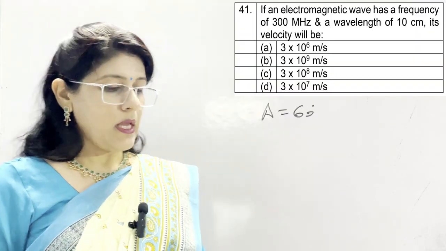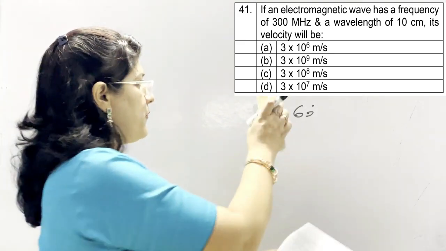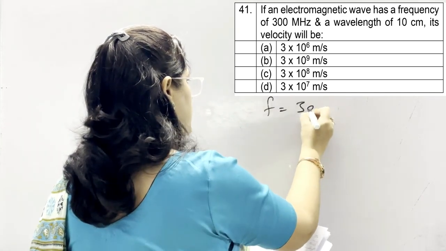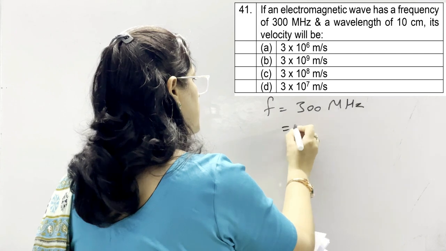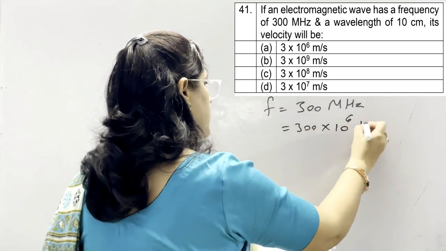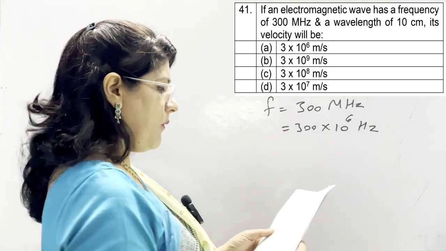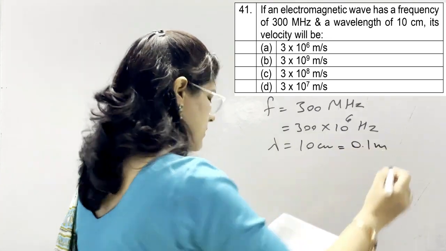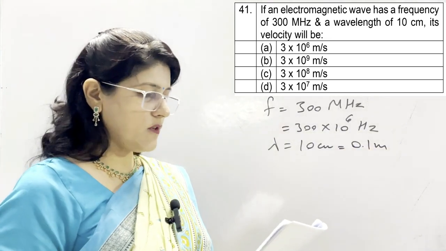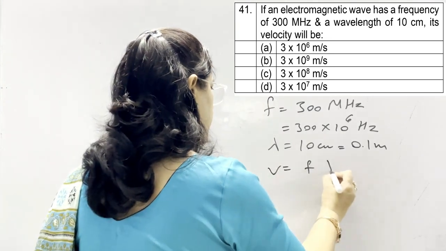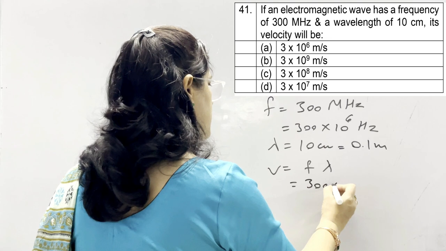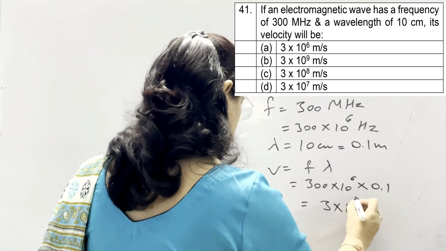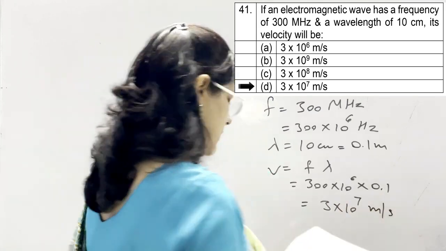Question number 41. An electromagnetic wave has a frequency of 300 megahertz. Frequency is given as 300 megahertz. Mega means 10 raised to power 6 hertz. Has a wavelength of 10 centimeter, lambda is given as 10 centimeter and we need to convert it into meter, 0.1. Now its velocity, v is equal to f lambda. We just need to multiply these two values and the answer comes out to be 3 into 10 raised to power 7 meter per second.